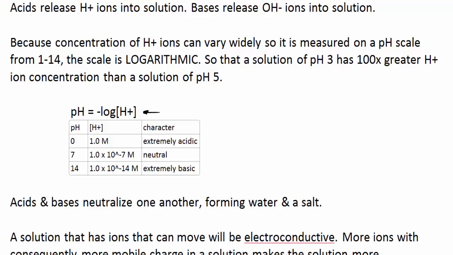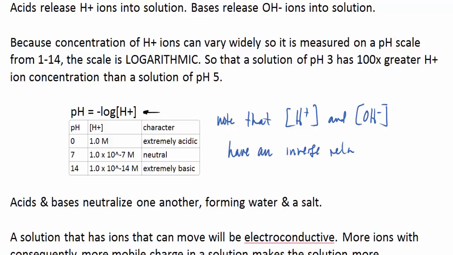You'll also notice, if you look at the H plus ion concentration here, that 1.0 by 10 to minus 7 molar is neutral. Presumably that would also give you 1.0 by 10 to minus 7 molar hydroxide ion, so this is not an acidic solution, but a neutral one. And the idea here is that the H plus ion and the hydroxide ion have this inverse relationship. As one's concentration goes up, the other goes down, and we'll talk about that more later.